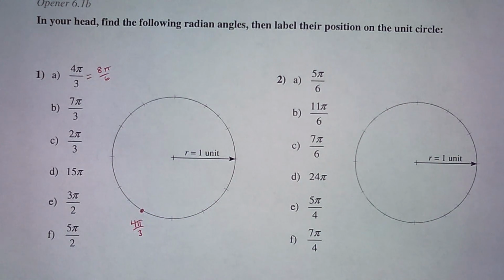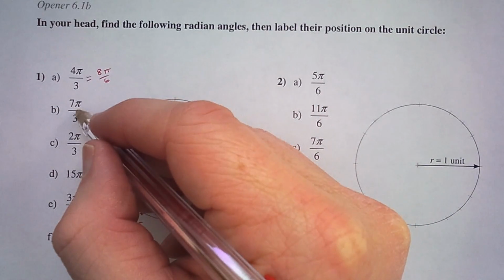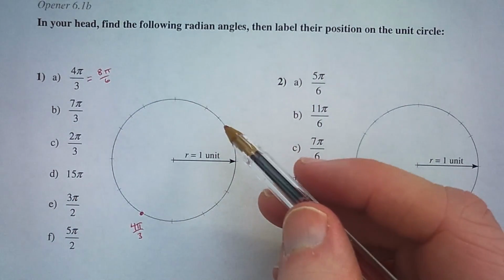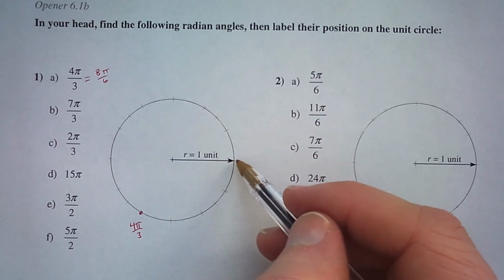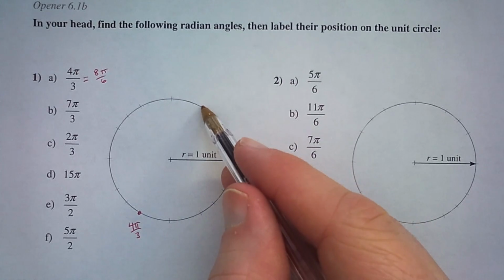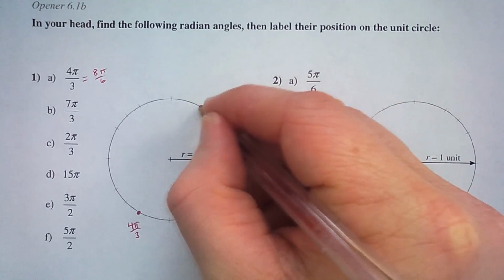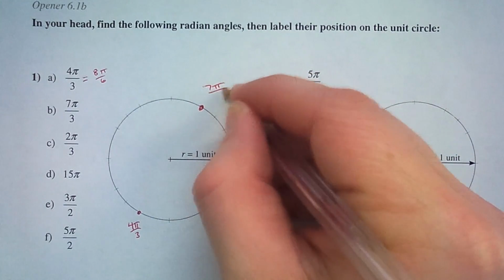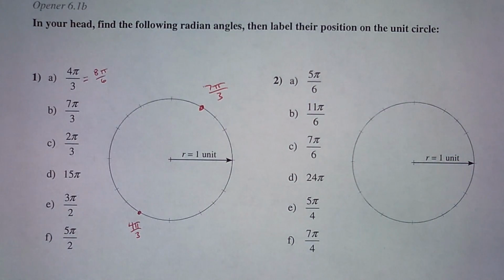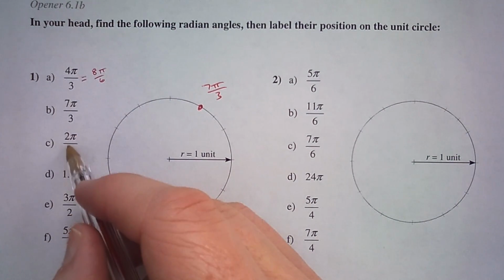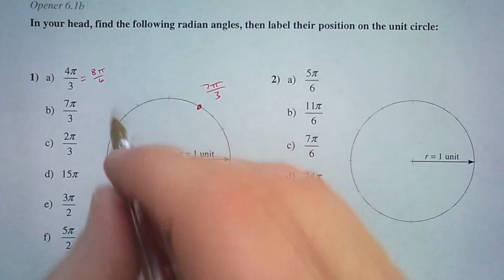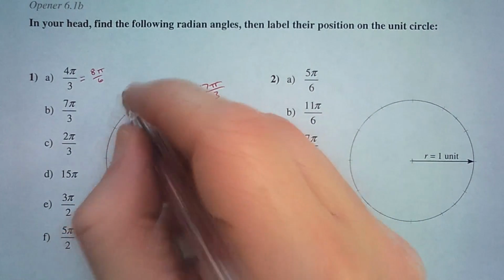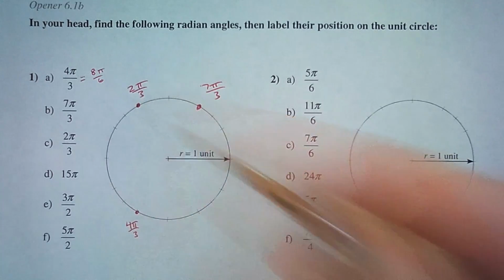Okay, next we have 7 pi over 3, which is 14/6. Now, all the way around is 2 pi, so that's 12/6. 13/6, 14/6 puts us right here, so this is 7 pi over 3. Then 2 pi over 3, that is 4/6. 1, 2, 3, 4/6 is right here, so this is 2 pi over 3.